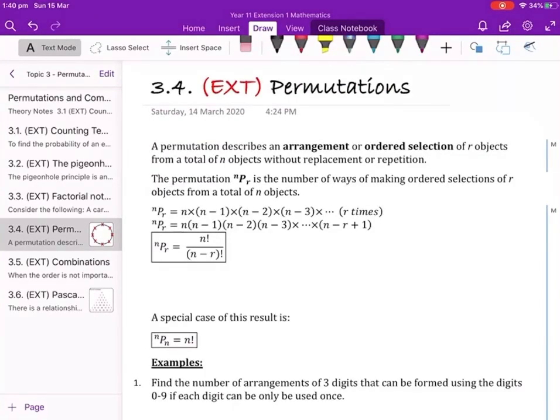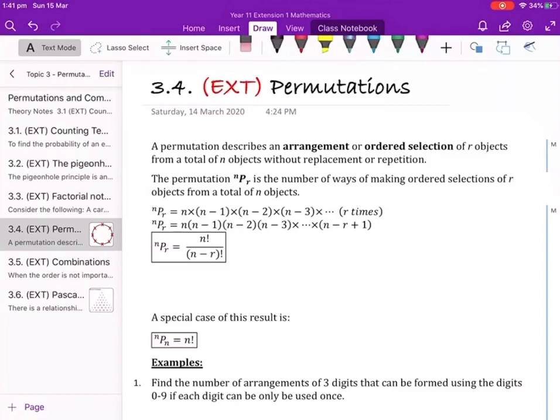Hi guys, today what we're going to learn about is permutations. Last lesson we learned about factorial notation, where factorial notation is useful for writing the number of possible outcomes when arranging all objects in order without replacement. However, it becomes slightly more complex when we arrange only some of the objects in order without replacement.